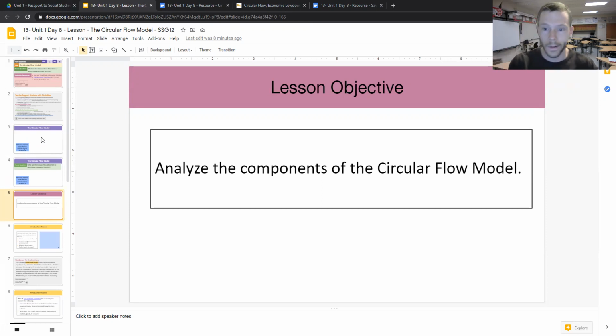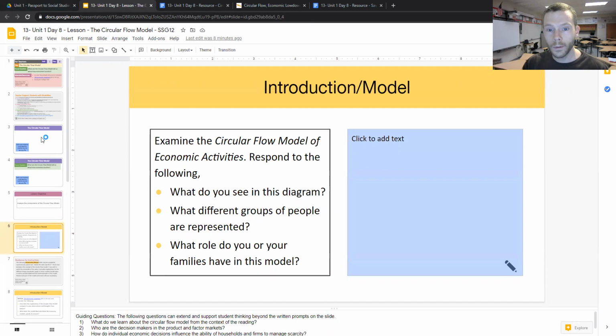In this case, they're going to analyze the components of the circular flow model. And in the opening prompt, students will look at an actual circular flow model itself, and they can respond to a series of questions on the slide. You may choose to modify the questions. You may choose to leave them as they are.